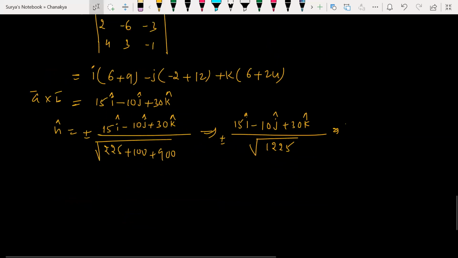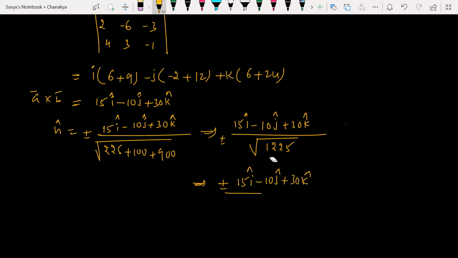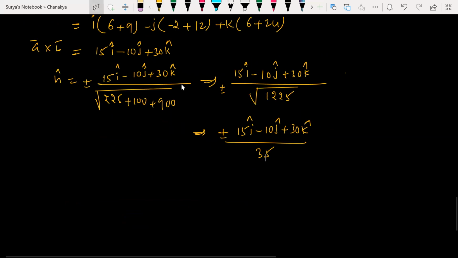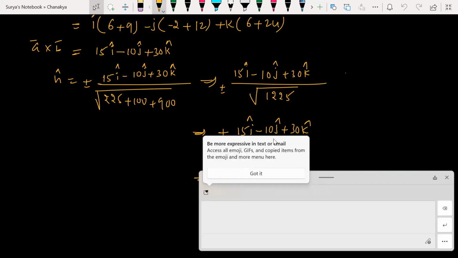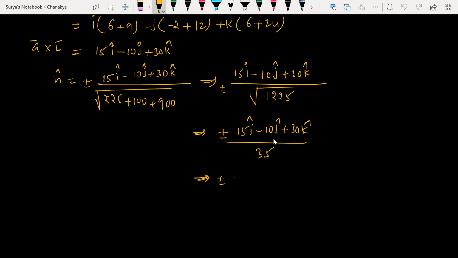Okay. So now if you simplify this, what do you get here? Look at this carefully. Plus or minus 15 i minus 10 j cap plus 30 k cap upon square root of 1225, which is 35. Now plus or minus, 15, 10, 30 are all divisible by 5. So you can take 5 common in the numerator and cancel it. 5 times 3 i cap minus 2 j cap plus 6 k cap upon 7. So this is my answer. Hope it is clear.